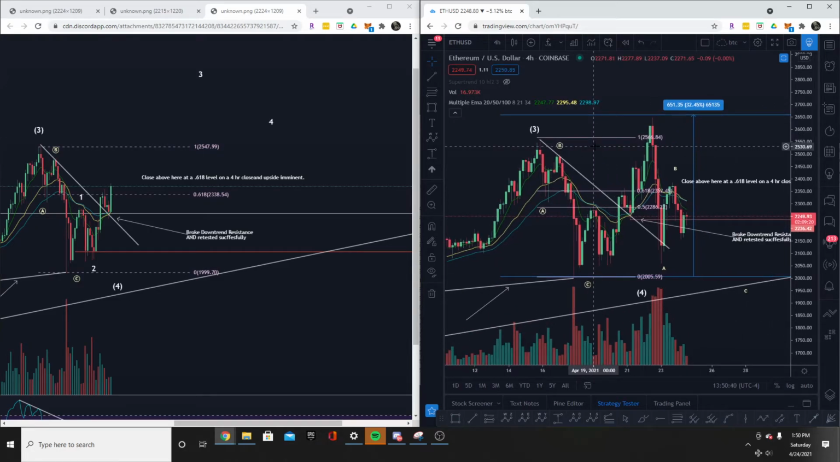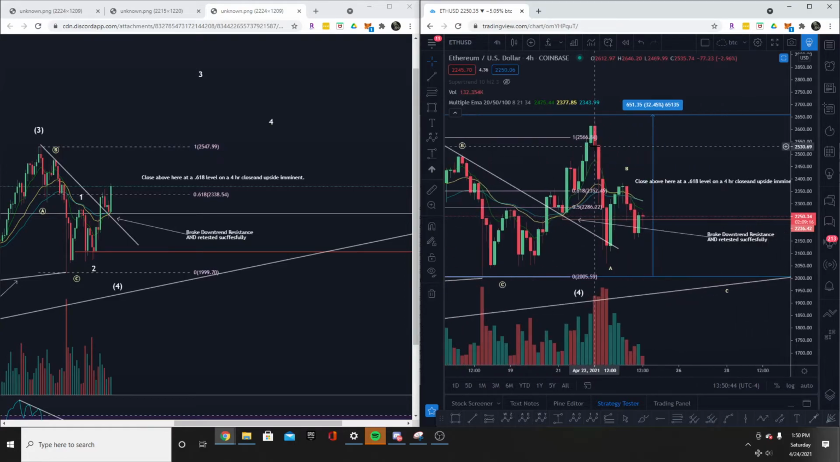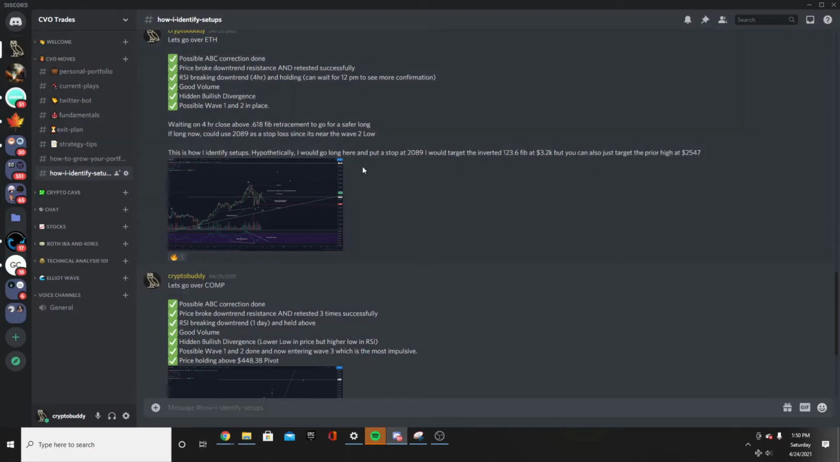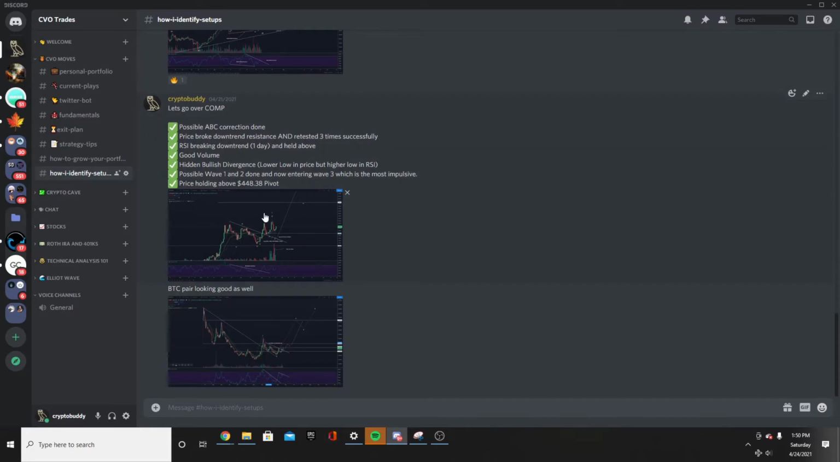But since we're here, let's just look at ETH. We'll go over it after. There's one more example I wanted to go over. So COMP, possible ABC done. Price broke downtrend resistance and retested 3 times successfully. RSI's breaking downtrend. Good volume. Hidden bullish divergence. A possible wave 1 and 2, and then price holding above 448.